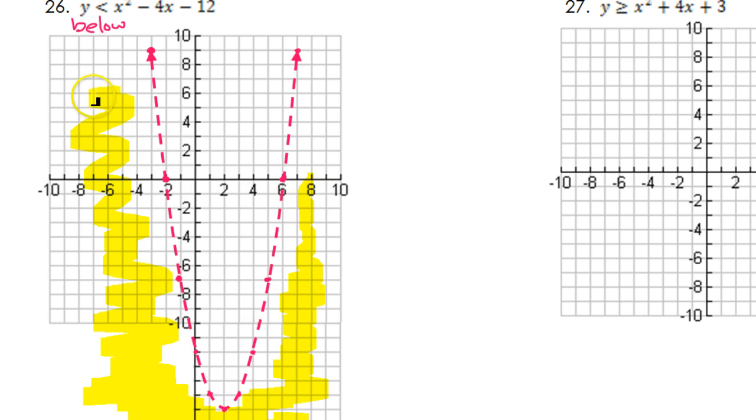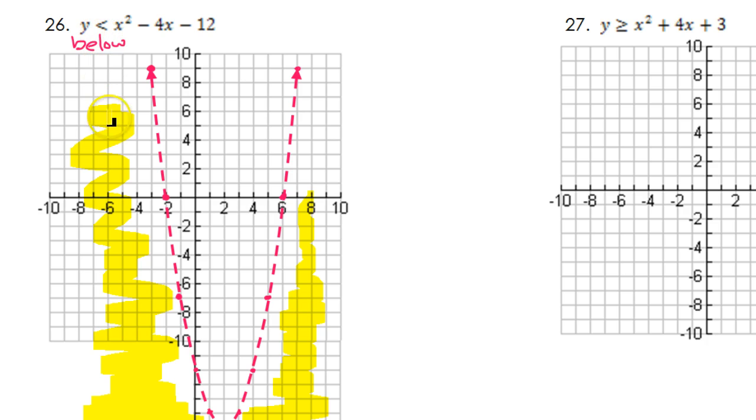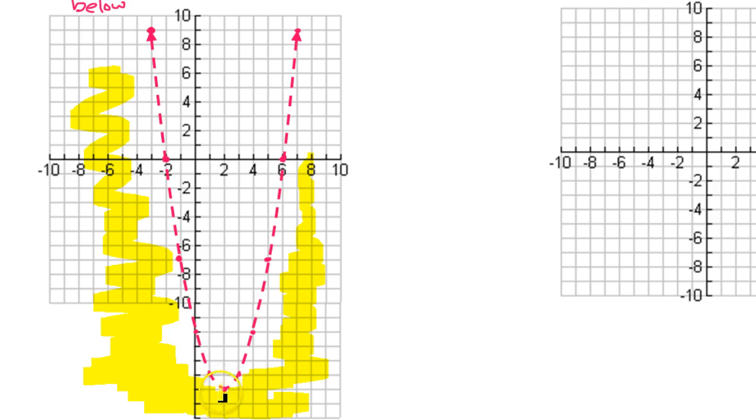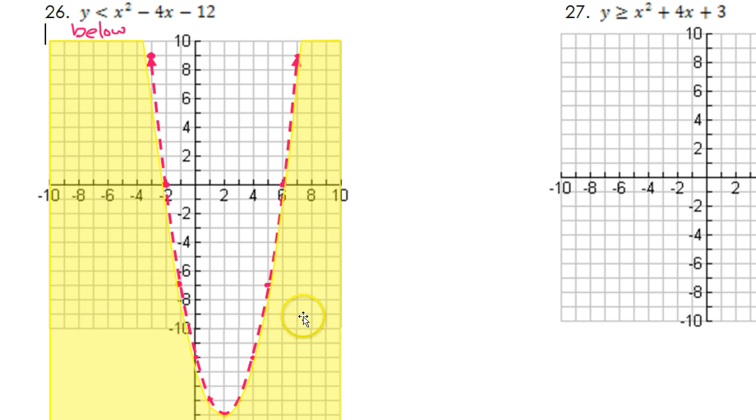Okay, so that's one way to know, by just thinking above or below. If this had been greater than, I would have gone above the vertex, and that would have put me in here, and I would have shaded in here. Alright, so when you're all done, this is what your graph should look like. And of course, the shaded zone represents where your solutions are.